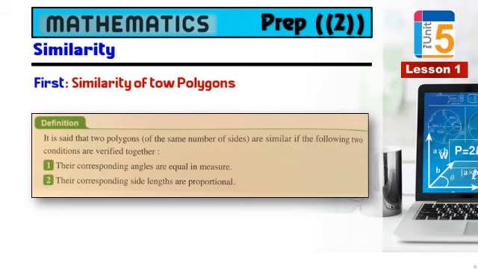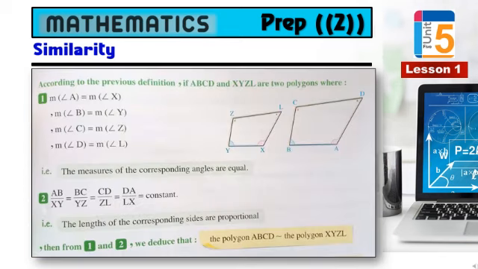The definition is, it is said that two polygons of the same number of sides are similar if the following two conditions are verified together. Number 1, their corresponding angles are equal in measure. Number 2, their corresponding side lengths are proportional. So we have two conditions. They must be verified together to say the two polygons are similar. To understand the previous definition, look at the opposite figures.